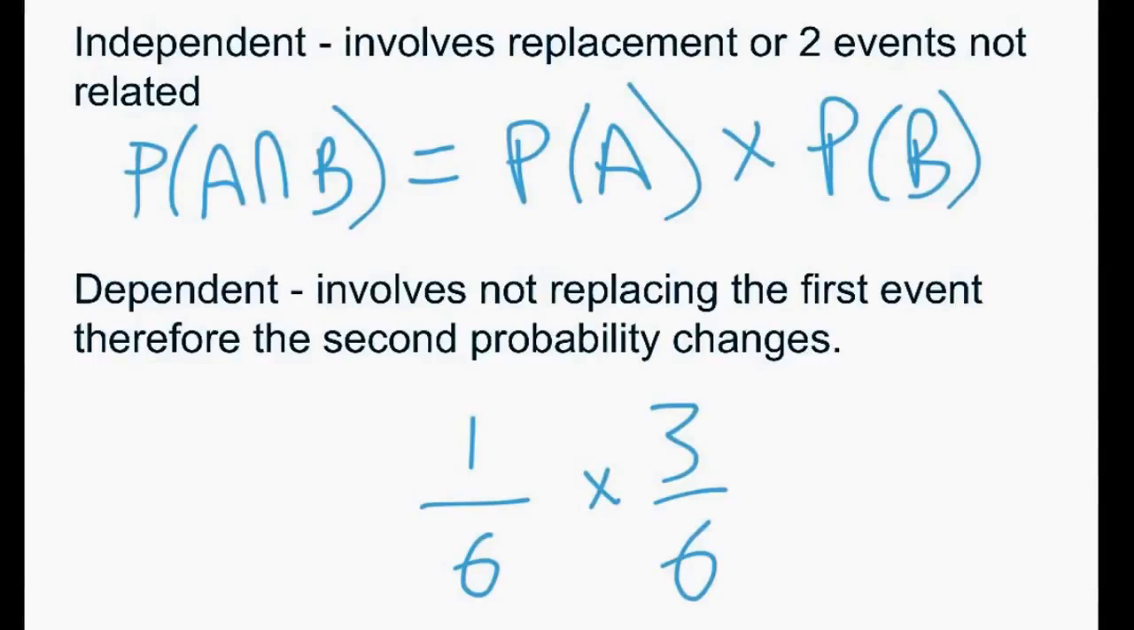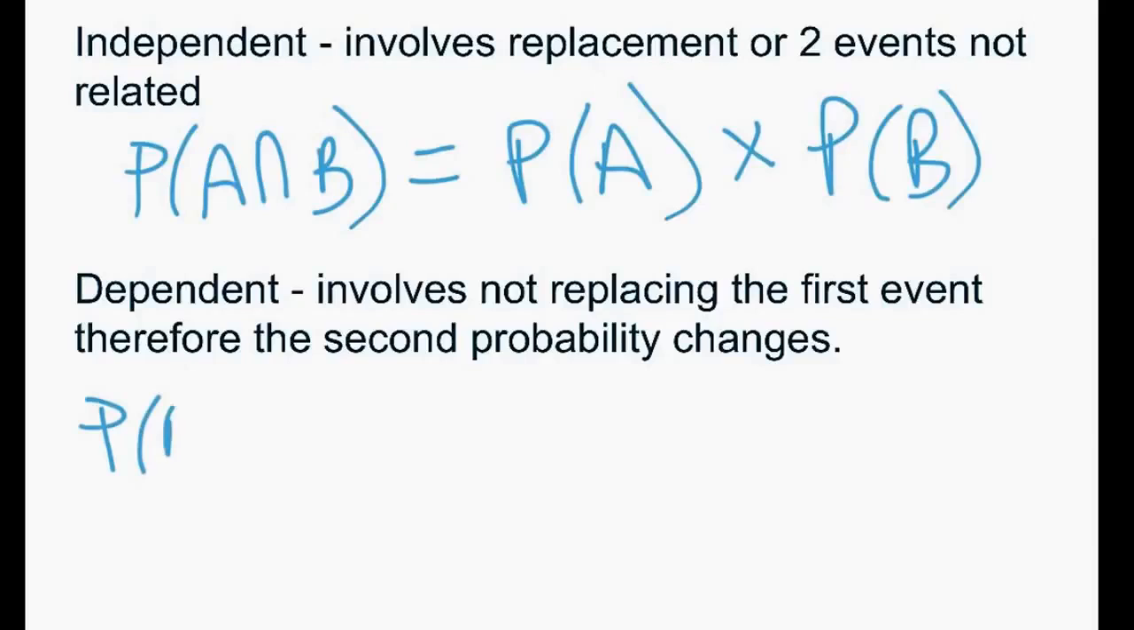So it's pretty basic when you're doing the word "and". Just make sure you multiply the two. When we do dependent events, what happens now is the second probability changes because the numbers get reduced after we do the first one. So for example, let's write the formula first.